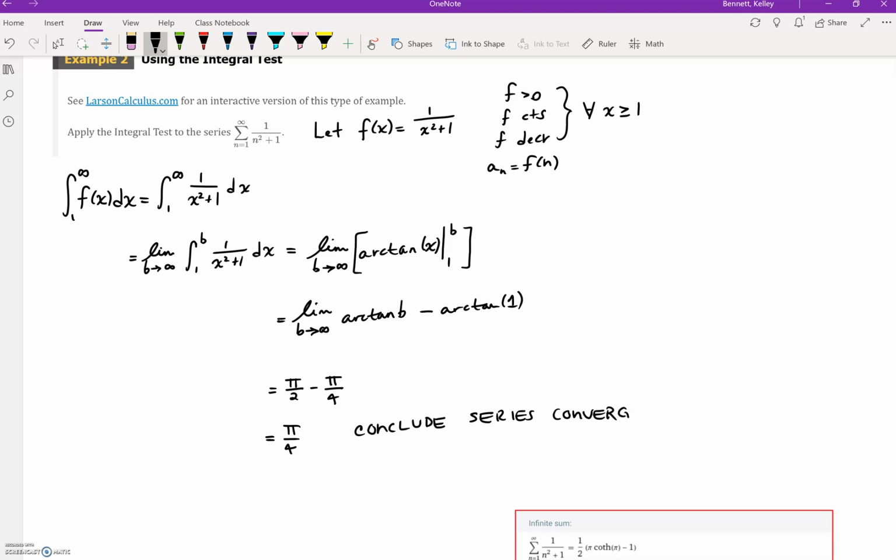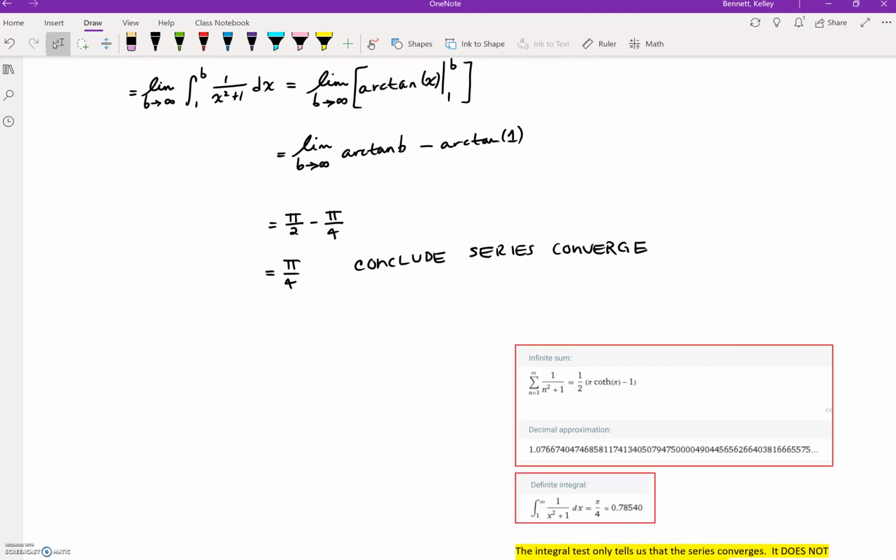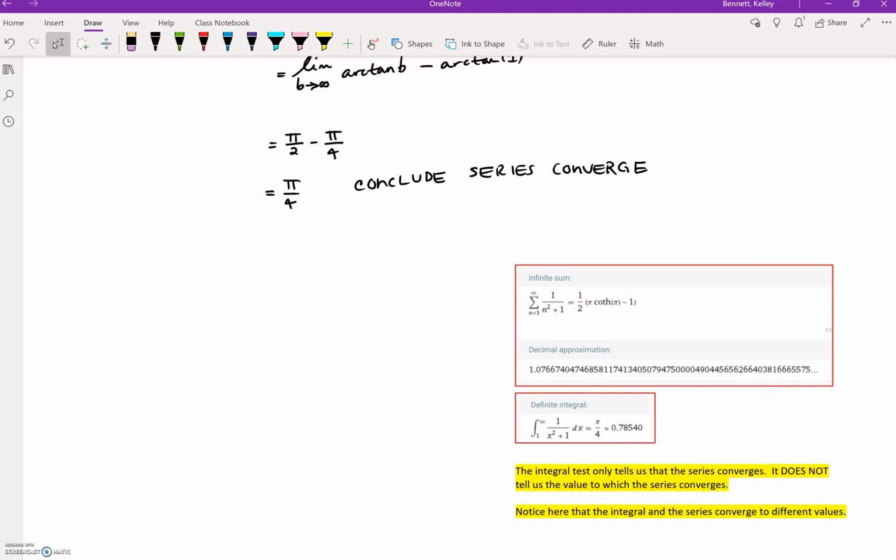And you may be tempted to think that the series also converges to pi fourths. No, we don't get to make any assertions about the value of the limit for the series. We just get to say that it converges. If you did some investigation, you would see a comparison here. In the bottom right corner, I've highlighted the takeaway for this example. If you take the infinite sum and put it through Wolfram Alpha, which is a great site if you don't already know about it, you would see that your decimal approximation is 1.07. However, for our integral, we got pi fourths, which is roughly 0.79.